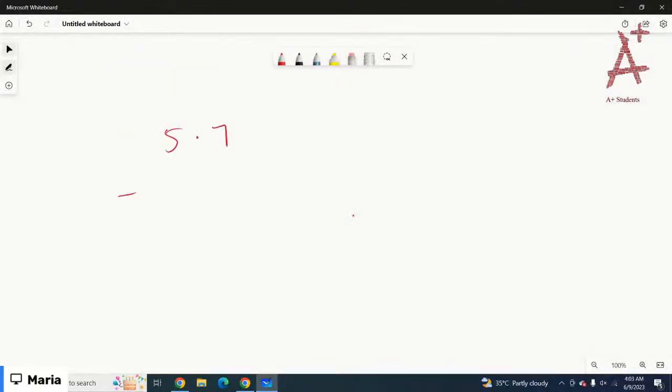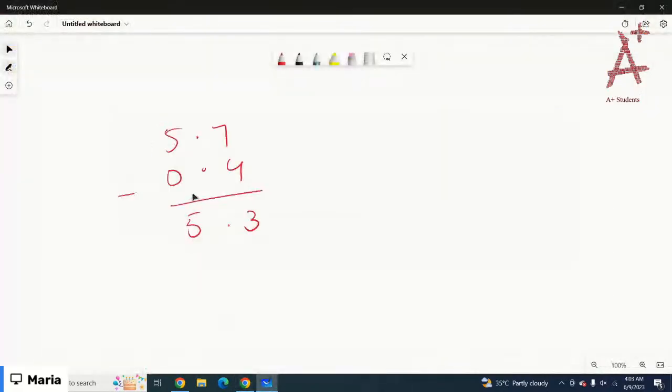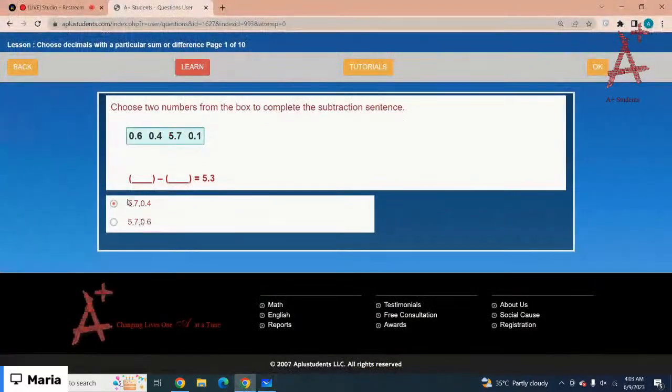5.7 minus 0.4. So 7 take away 4 is 3 and 5 take away 0 is 5. So the correct option is option number 1. You have to find two numbers whose difference is 5.3, and here you have 5.7 take away 0.4 equals 5.3. Got it? So the correct option is option number 1.